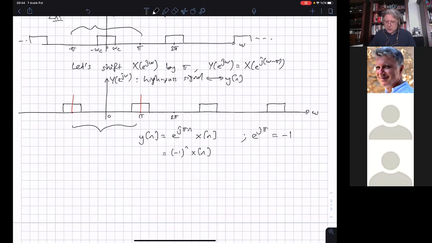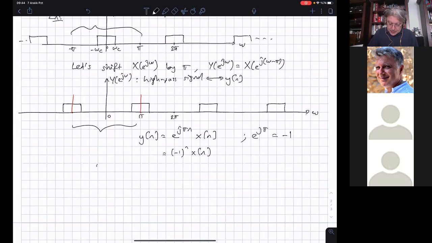What was minus 1 to the power n? It is 1 for n equal to 0, 2 or 4, for all even n it is equal to 1. And for all odd values of n, it is minus 1. So minus 1 to the power n is 1, minus 1, 1, minus 1, 1, minus 1, etc. It's a sign alternation.